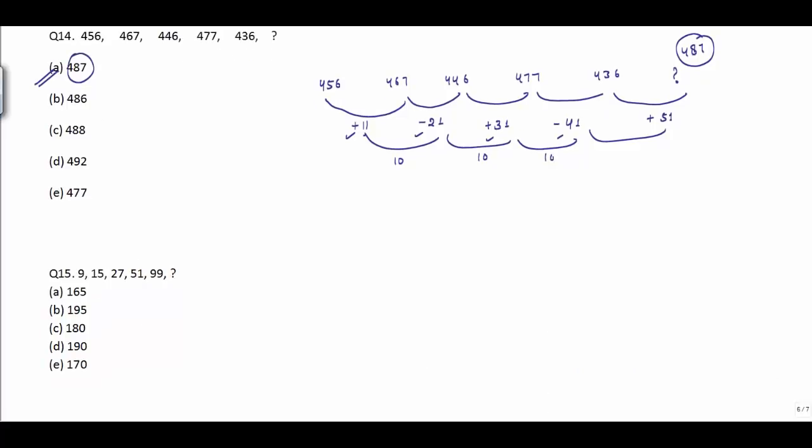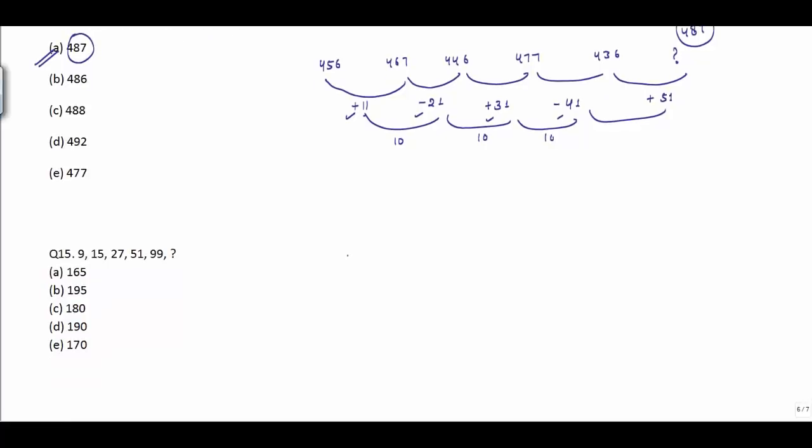Question number 15, and this is the last question. The first term is 9, then 15, then 27, 51, 99, and finally the missing term. If we look at the series, then 15 is approximately twice of 9, 27 is approximately twice of 15, a bit less than. Similarly, 51 is a bit less than twice of 27. And same goes with 99 as well.